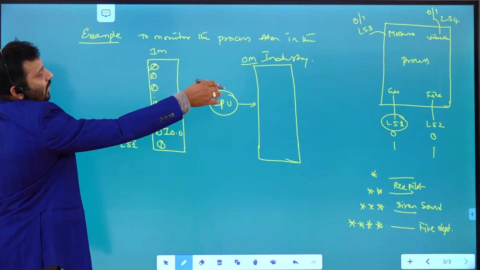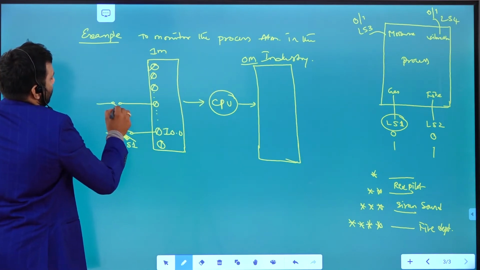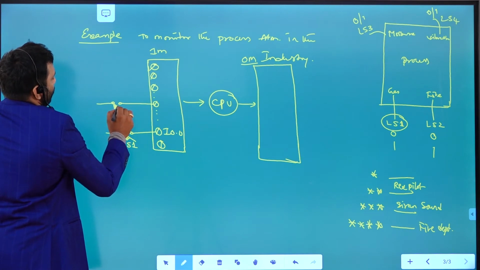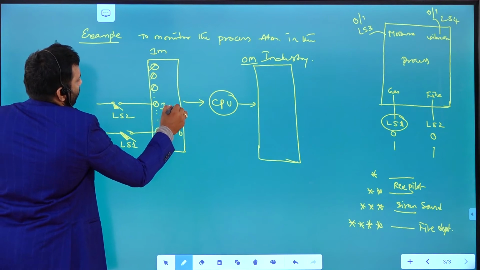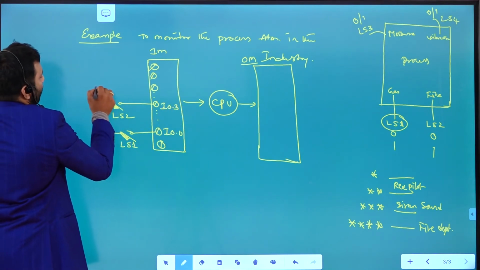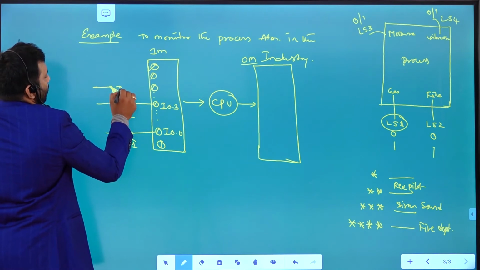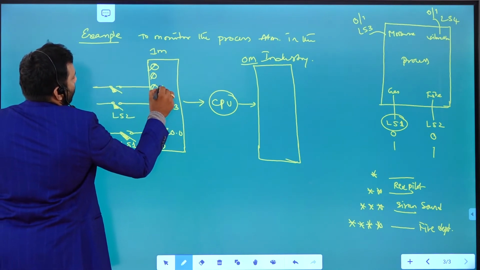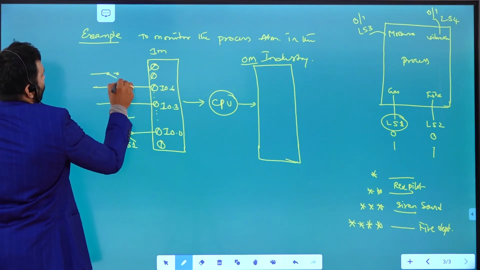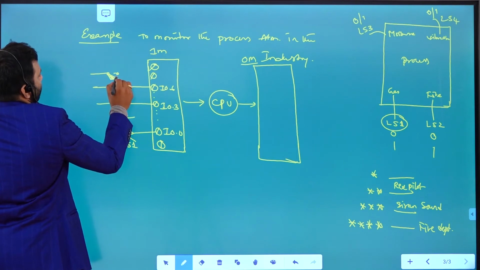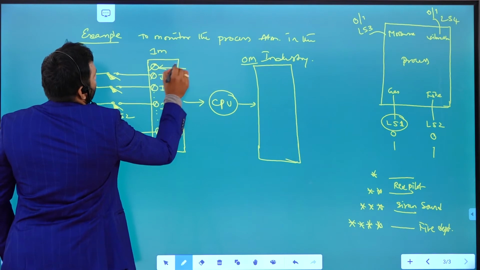It is going to give the value of the gas, right? And the second limit switch I am going to connect. Limit switch 2 is connected to maybe I 0.3, right? The other limit switch I am going to connect, normally open type only, right? This one I am going to connect to I 0.6, right? The other limit switch I am going to connect to I 0.7.